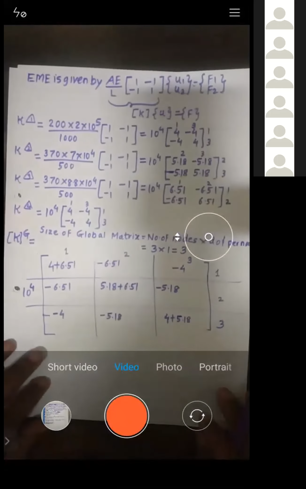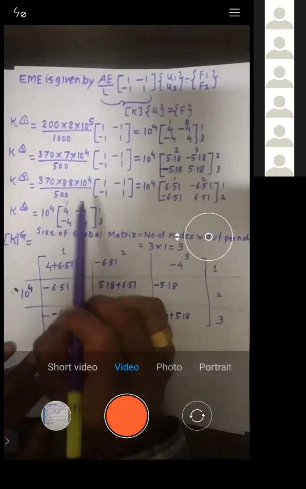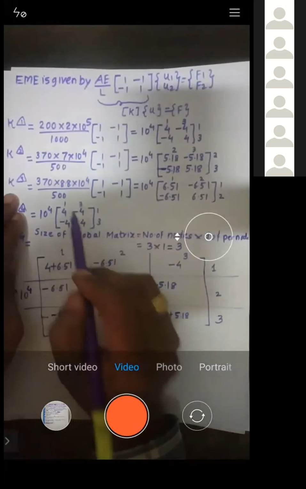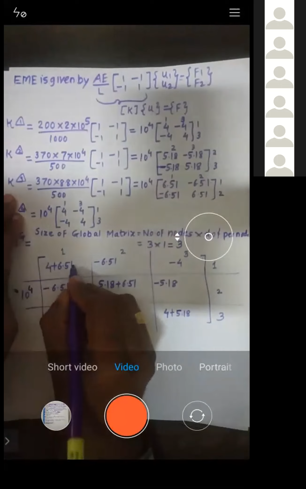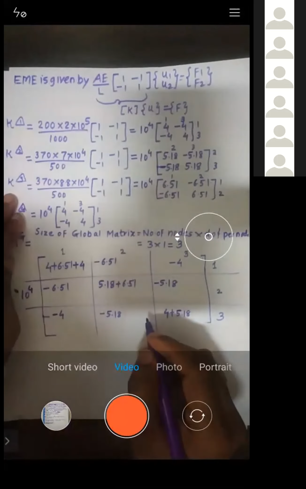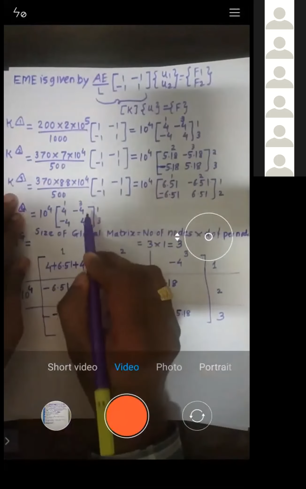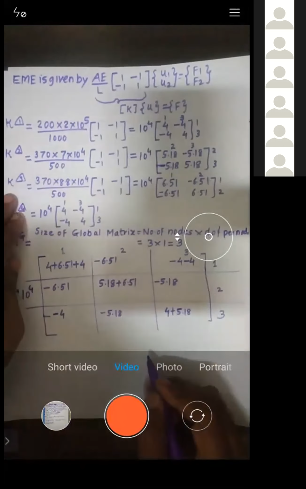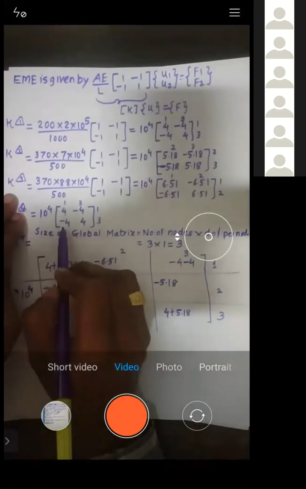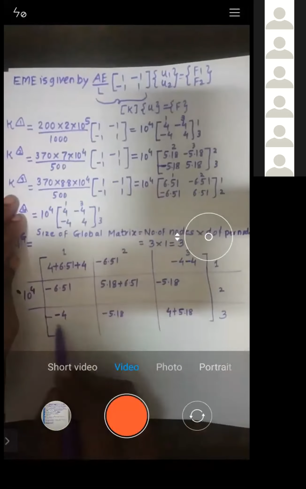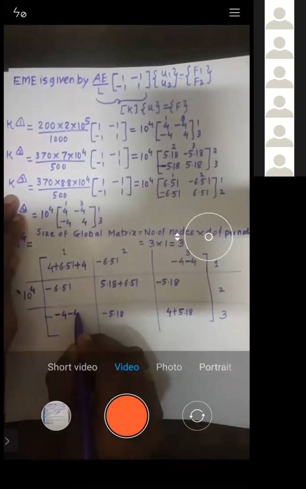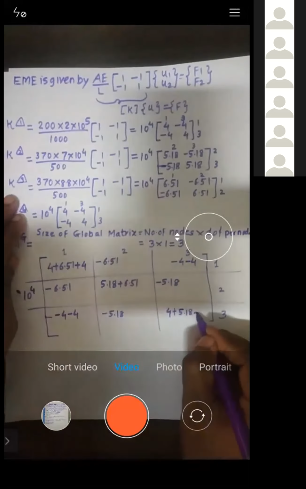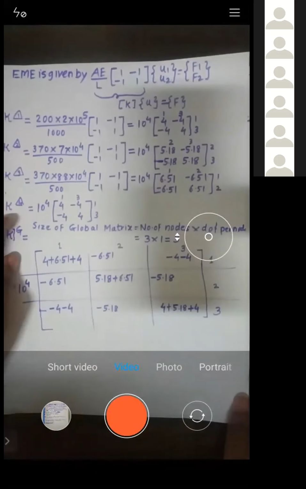Now again, here the question comes. It's 1, 3, 1, 3. So you go element by element. At 1, 1, what is the position? +4. Then at 1, 3, it is -4. Then at 3, 1, it is -4. Then at 3, 3, it is 4, right?